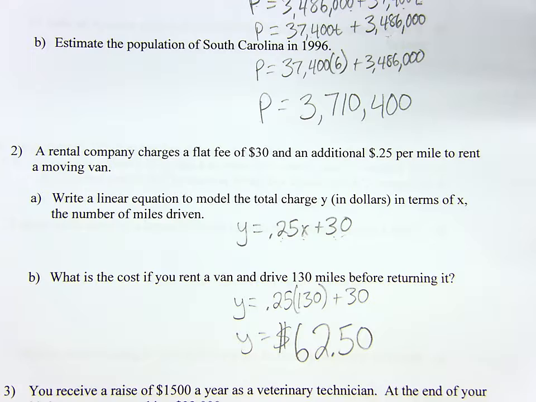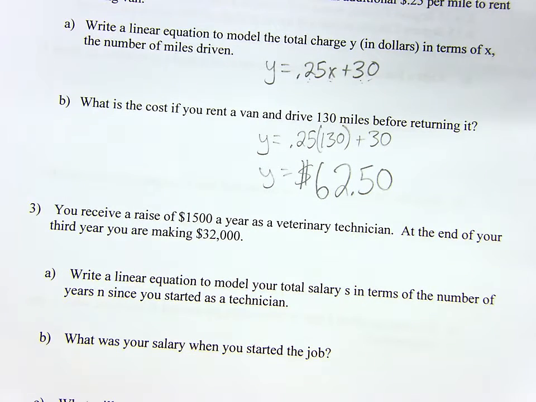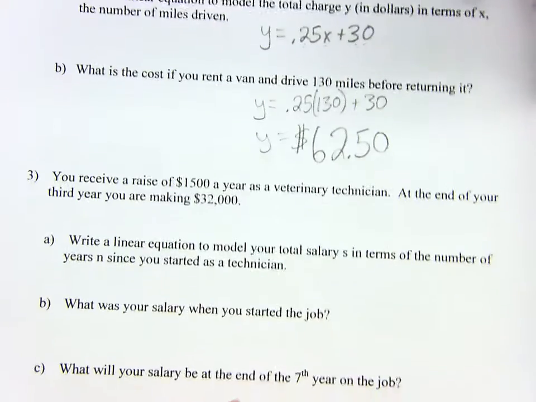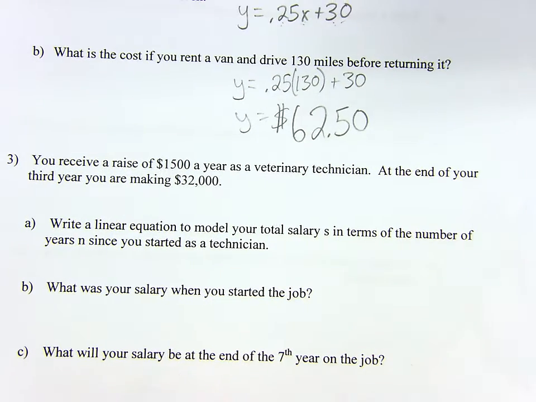Okay, so let's look at this third one, which is interesting because it's a little bit different. So, you receive a raise of $1,500 a year as a veterinary technician. At the end of your third year, you are making $32,000. So, this is at the end of the third year, I'm making $32,000. Write a linear equation to model your total salary S in terms of the number of years N since you started.